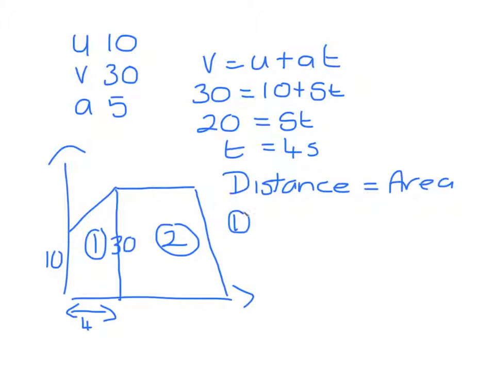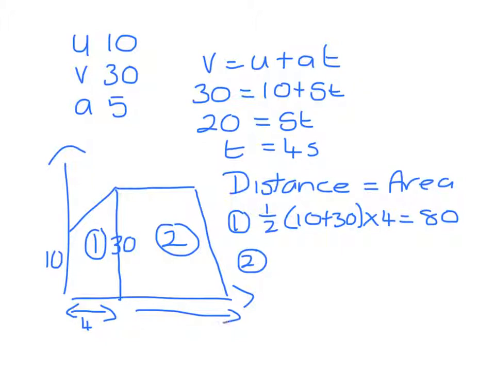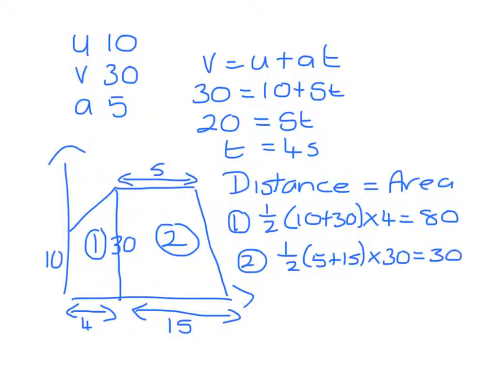So for number 1 that will be a half of 10 plus 30 times 4, so that is 80. For number 2, the length of this side is 15, the length of this side is 5, so half the sum of the parallel sides times the distance between gives me 300, so the total distance travelled is 380.